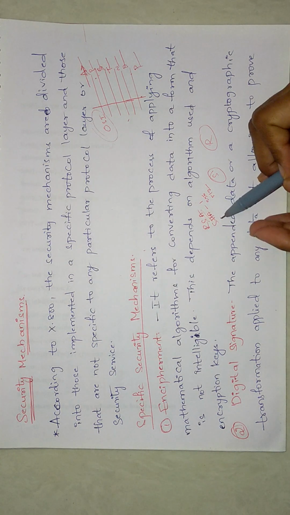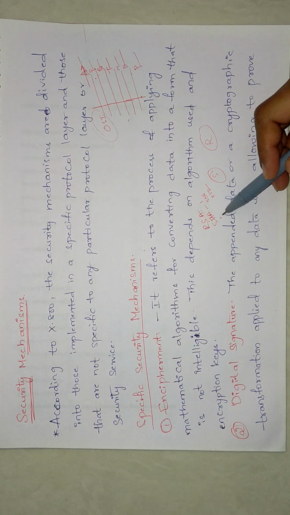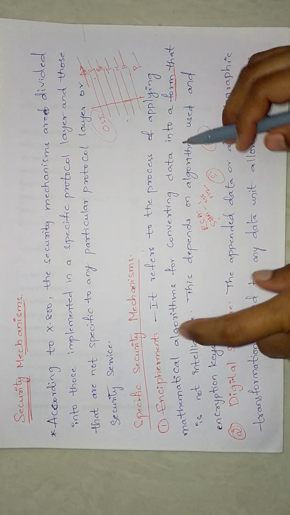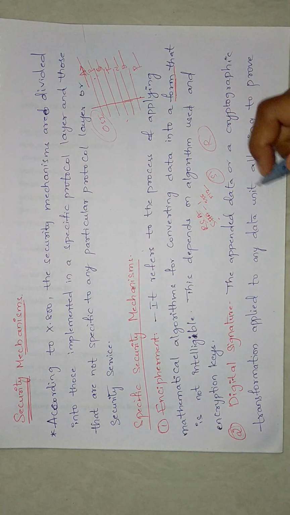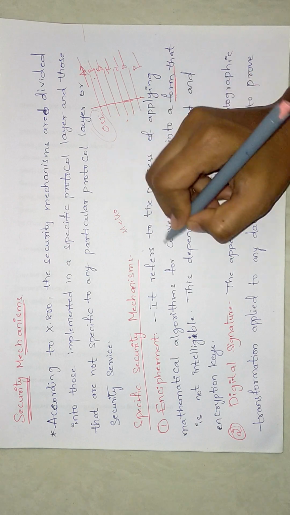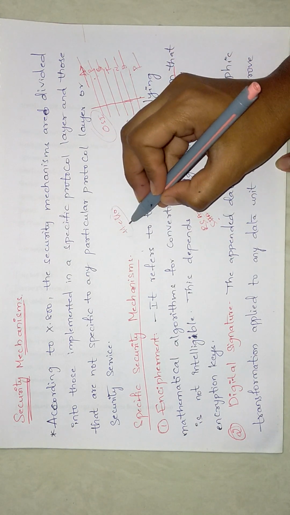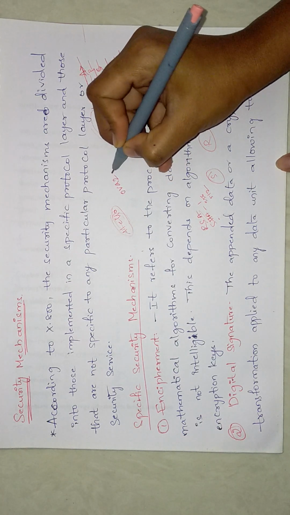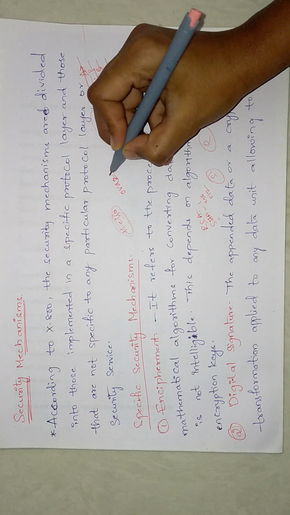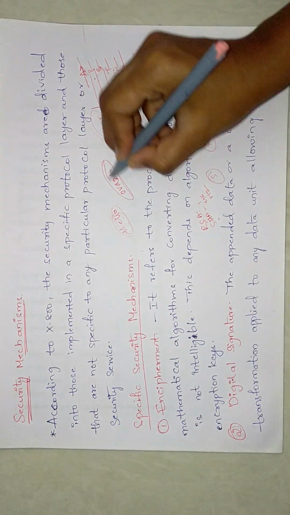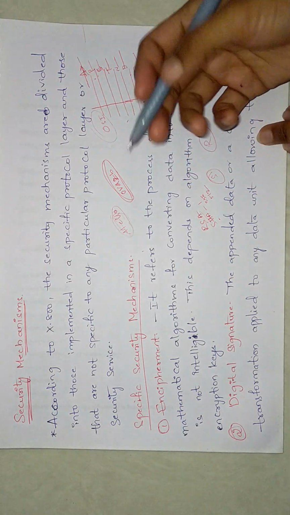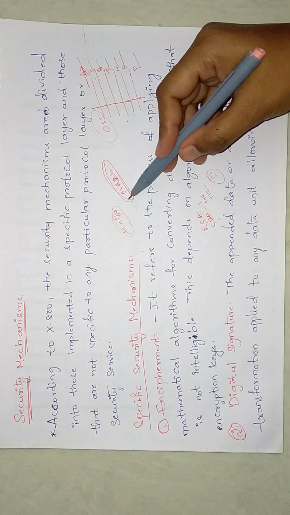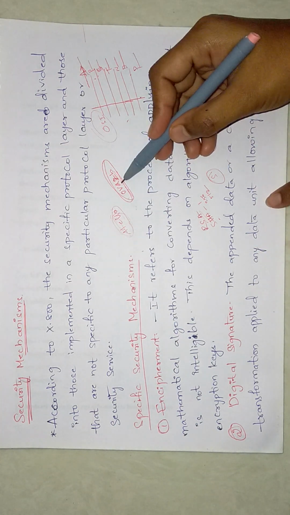So encipherment uses algorithms that convert the data into a form that is not intelligible, meaning not human readable. For example, if you are sending a hello message and they use some algorithm and change it to something like O V A Z B, this is not at all data, and it cannot be understood by anyone. But say we have used RSA. This is not the actual result, I'm just giving an example.